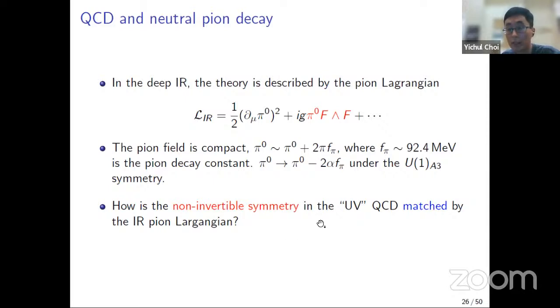Now, since in the UV QCD we said that there are these non-invertible symmetries D_{p/N}, one can ask how this pion Lagrangian in the IR matches this symmetry. And here, UV is really in quotation marks, because by this I mean the QCD below the electroweak scale, which is still way above the pion scale.